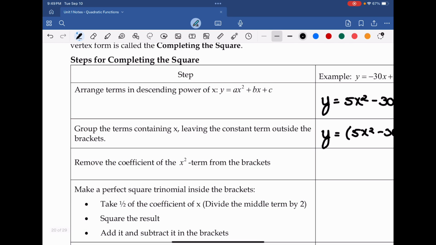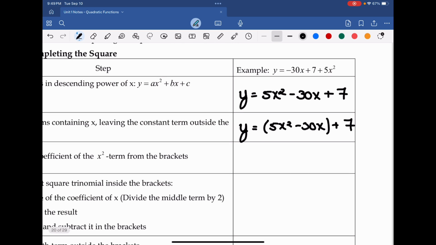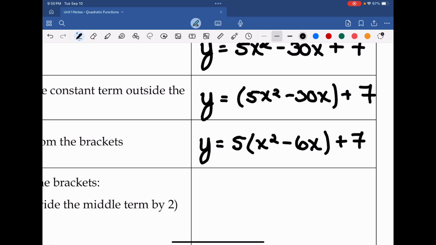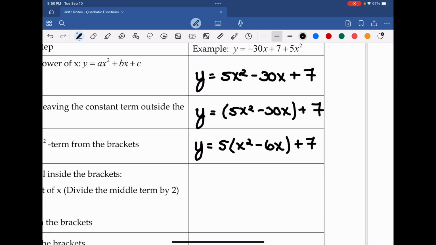Remove the coefficient of x squared and keep it outside of the front of the brackets. So in our next step, we're going to go y is equal to, well, what is the common term that can be removed here? In this case, it's going to be the 5. So we're going to divide both 5 and 30 by 5, and remove it outside the brackets. I now write this as x squared, 30 divided by 5 is equal to negative 6, so negative 6x. We're going to keep the x as is, close the bracket, and keep the positive 7 on the very outside. All right, so we've removed the greatest common factor.